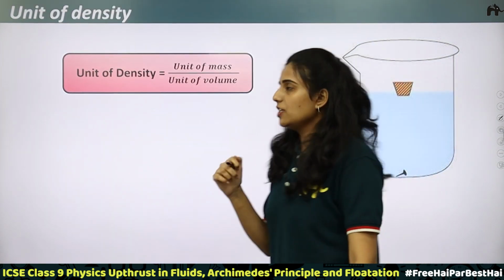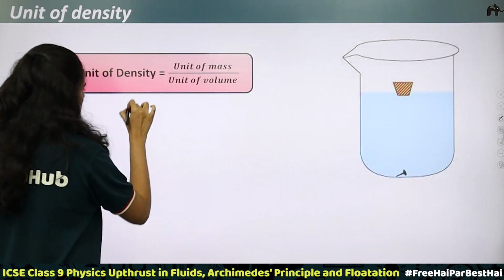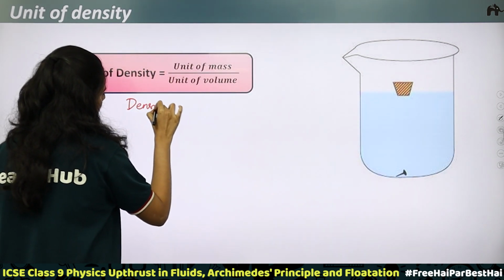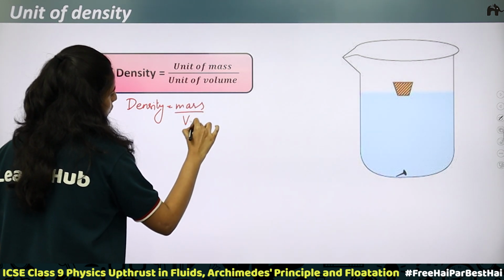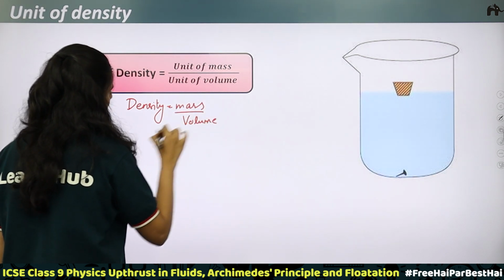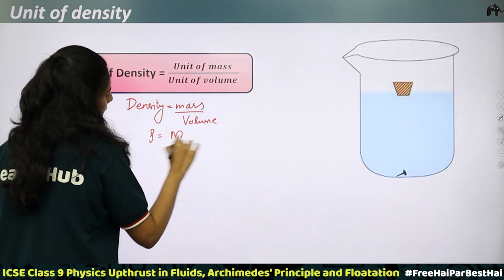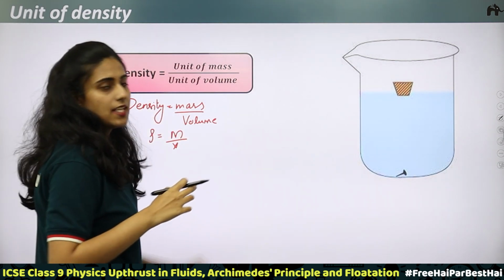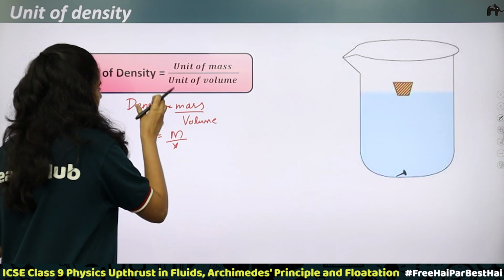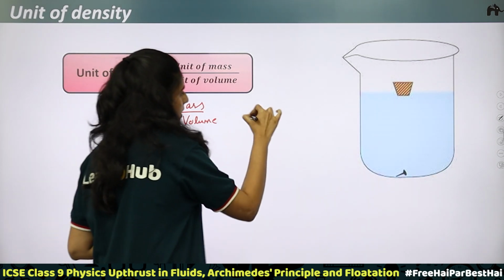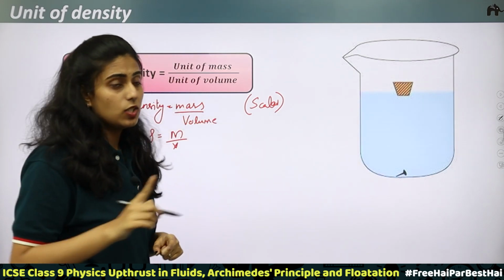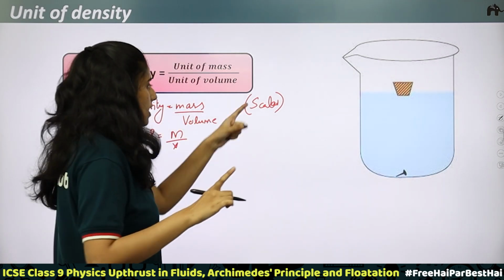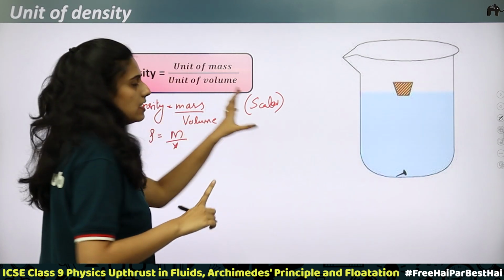Now what is the unit of density? We have density is equal to mass by volume, or rho is equal to m by v, where m is the mass and v is the volume. This density is a scalar quantity. What are scalar quantities? A quantity which has only magnitude, there is no direction, is called a scalar quantity. So density is a scalar quantity.